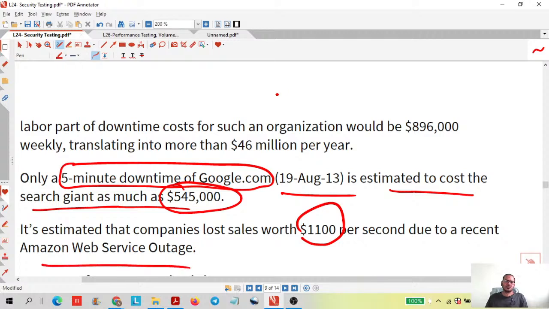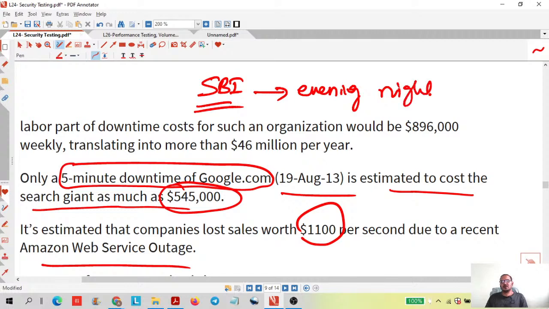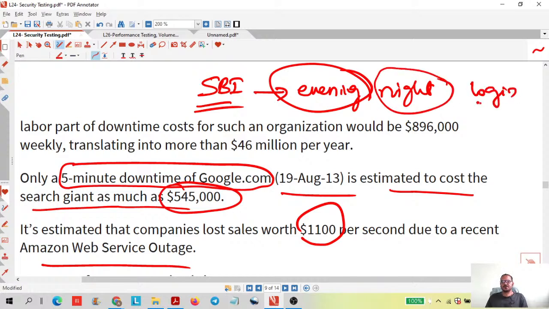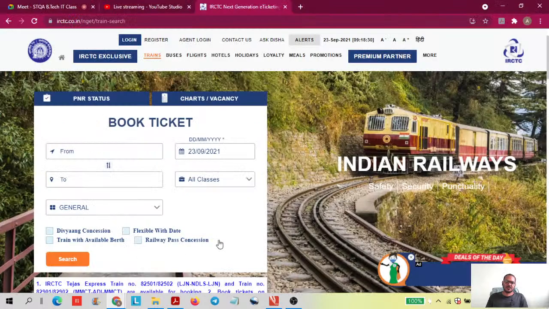I think you people have also observed many times, while logging in to internet banking like SBI and others, during the evening or night time, we face a problem logging in to the site during their update, because they are in a maintenance state.